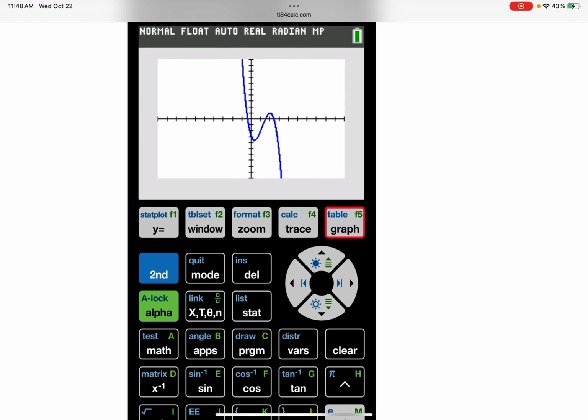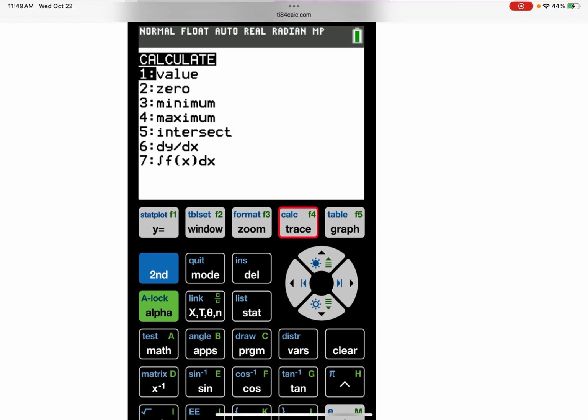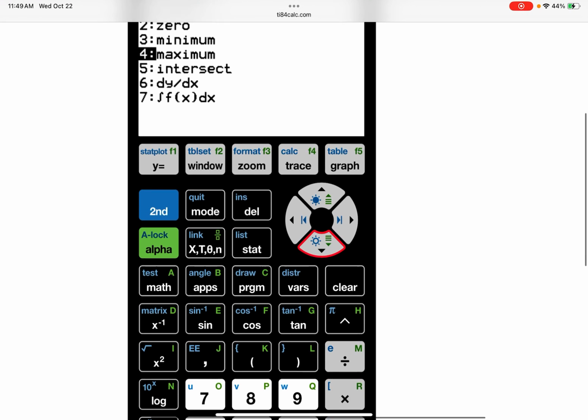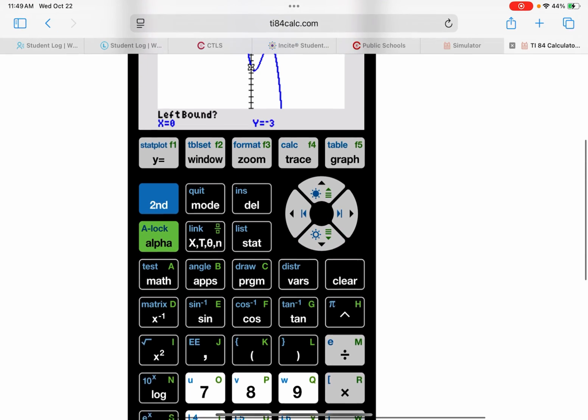So when I do my calculations, it is here in the calculate, but I need to hit the blue first. So second calculate. Don't ever just trace on your graph. That's not going to work. I can find the zeros first, or we can find that minimum. The next thing on mine is maximum. So we could do maximum first since it's the first thing there.